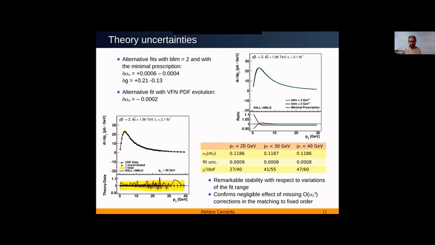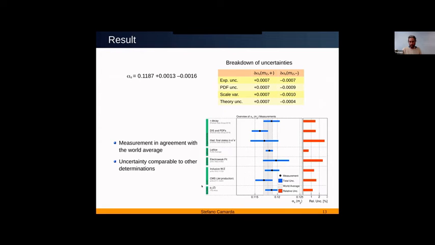Finally, I wanted to check the stability with respect to the fit range. So I vary the fit range from 20 to 40. You see that there is a very, very good stability of the fit. By reducing or enlarging the fit range, we have a small change in the fit uncertainty. That means that really the sensitivity to alpha S is coming from the peak and doesn't really matter very much where we put the fit boundary. This is nice, and also confirms the fact that the missing alpha S cube terms in the matching have basically a negligible effect.